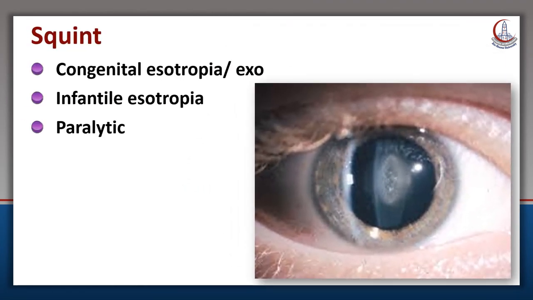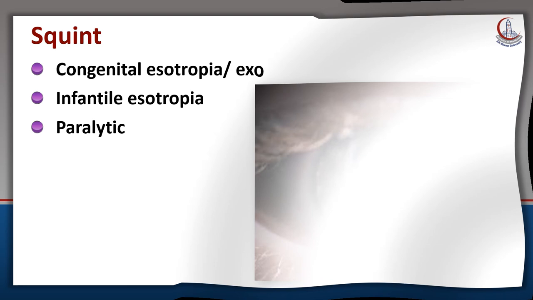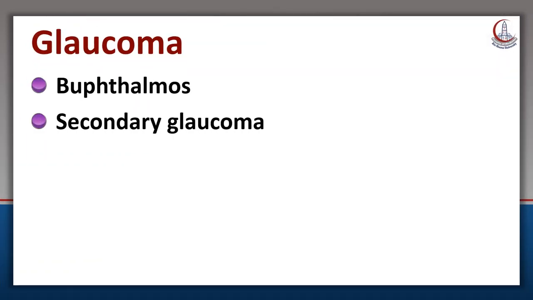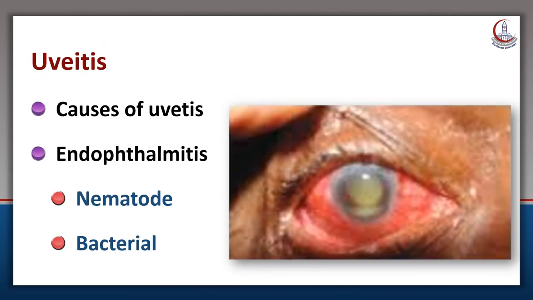So leukocoria can be diagnosed presenting as leukocoria, or can be associated with squint. So we can keep in mind the other causes of squint in the differential diagnosis. Leukocoria can be associated with glaucoma, so we have to exclude both. Leukocoria can present as a complication of uveitis, so we have in the differential diagnosis the causes of uveitis and endophthalmitis, including parasitic ones like nematode endophthalmitis or uveitis.